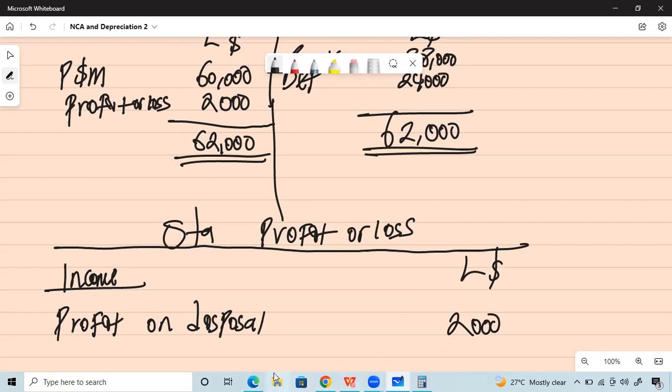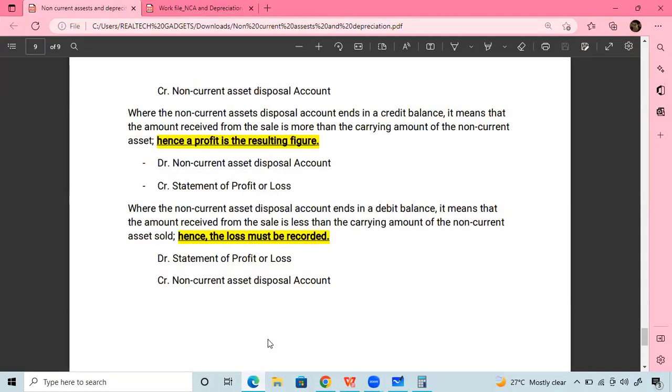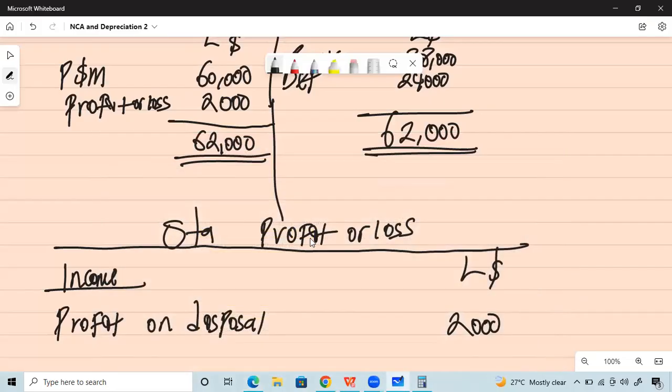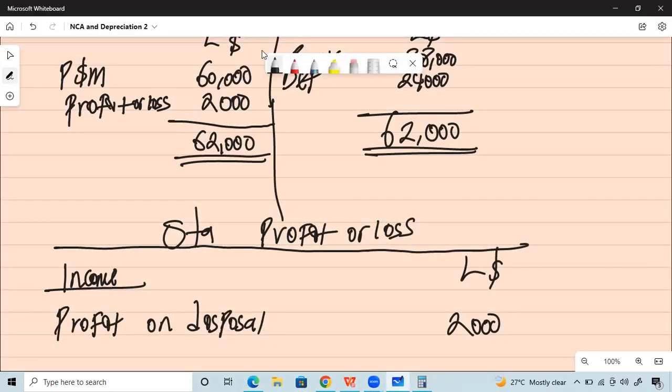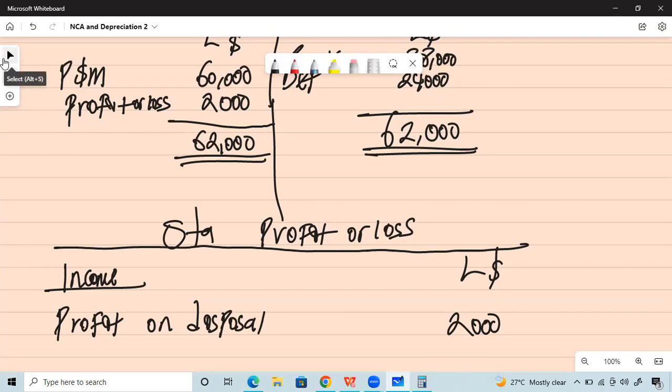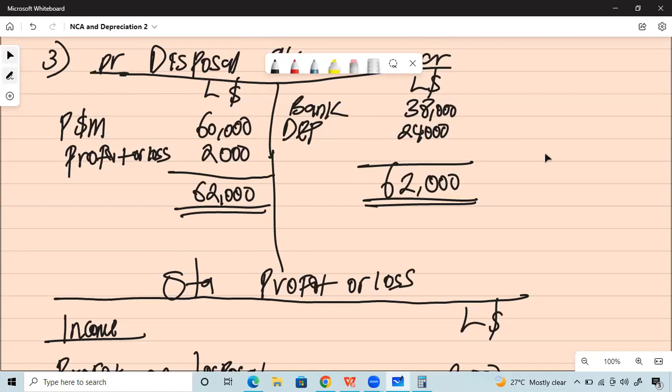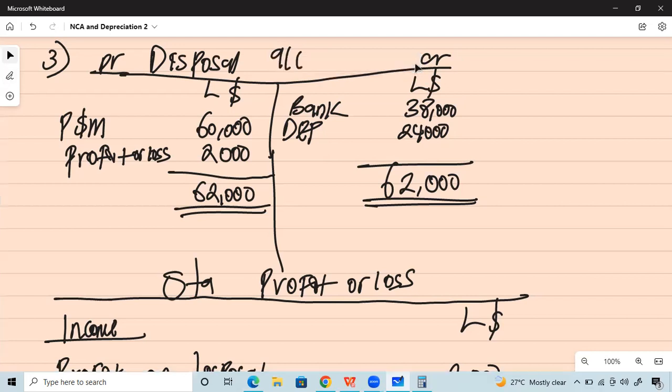So don't forget, if the credit side is greater than the debit side in the disposal account, it is going to result in profit. If the credit is greater than the debit, there's a profit. So that's it. I hope everybody gets this.